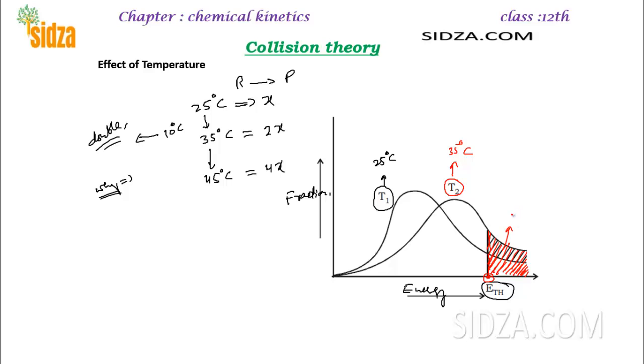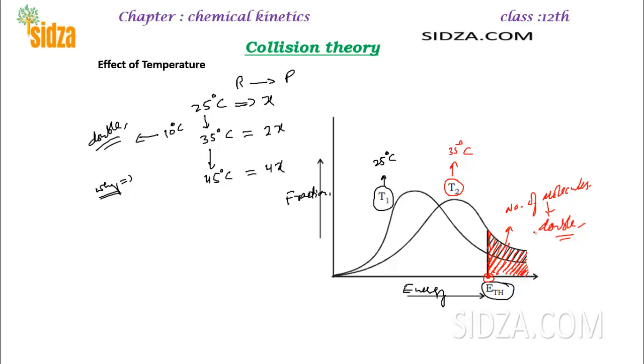So you can see here the fraction of the molecules possessing that threshold energy becomes double. The number of molecules having energy equal to the threshold energy becomes double. That's why the rate of reaction becomes double. So increasing the temperature, the rate of reaction increases.